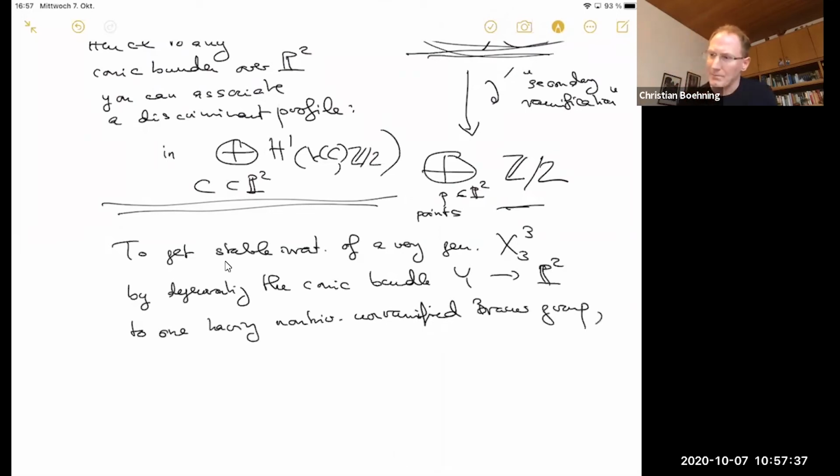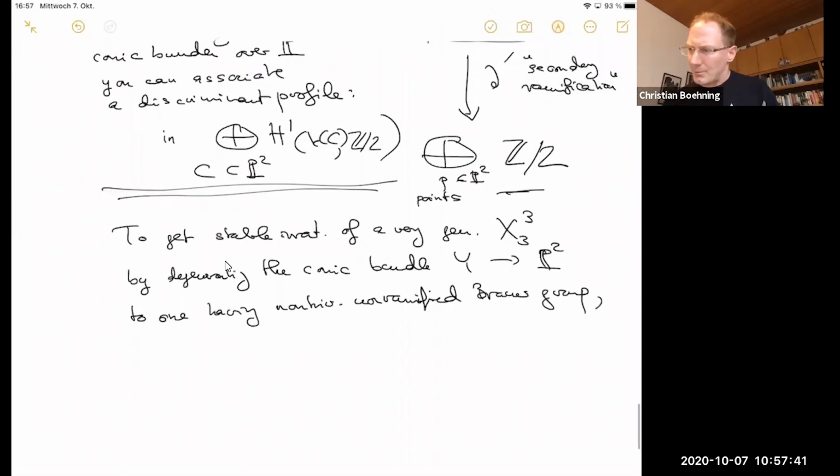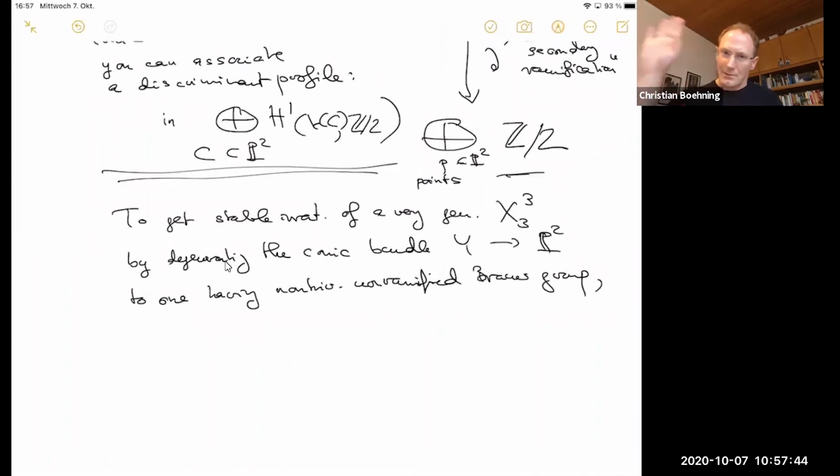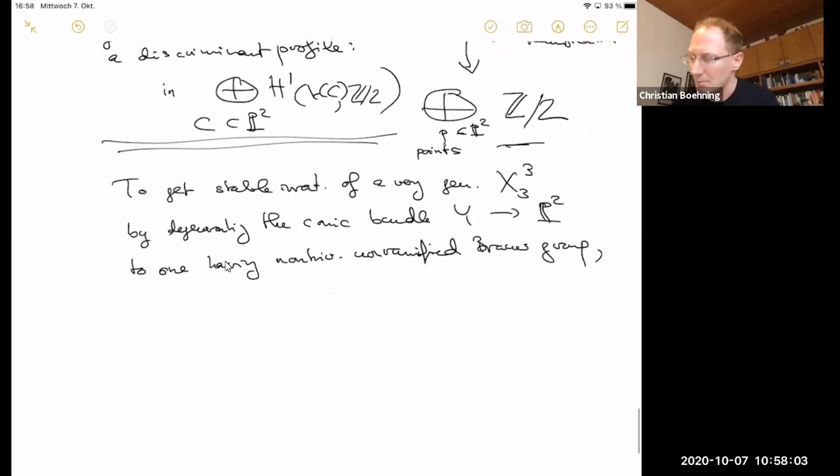you would have to achieve the following. You would need that the discriminant profile of the conic bundle you degenerate to decomposes into the discriminant profiles of two non-trivial conic bundles over P2 separately, such that there's no secondary ramification in the intersection of a curve from one profile and a curve from the other profile.